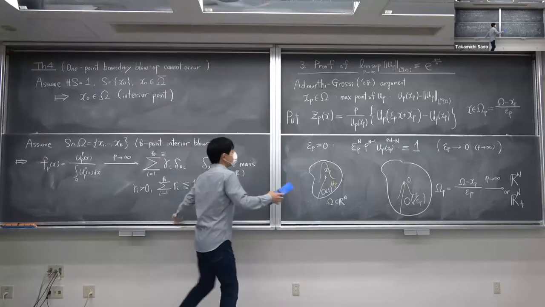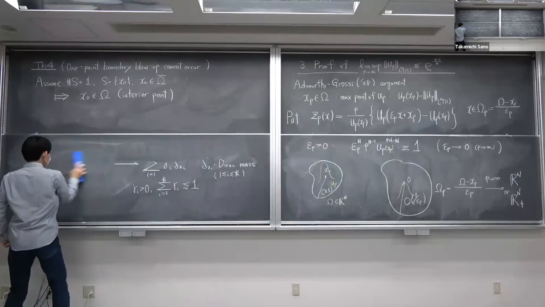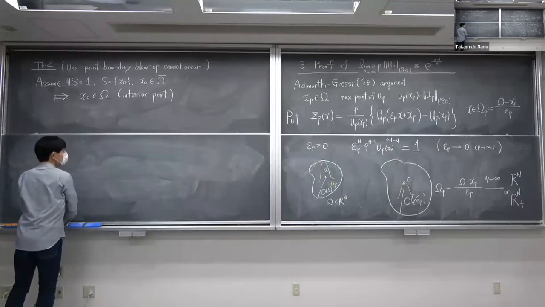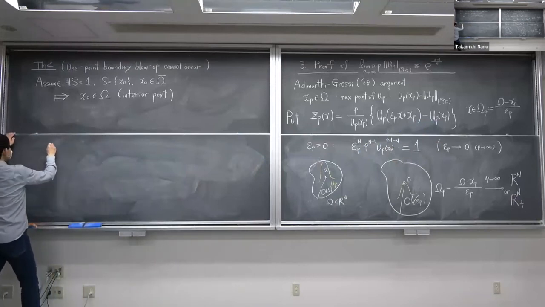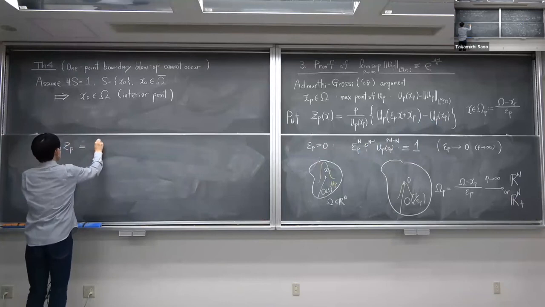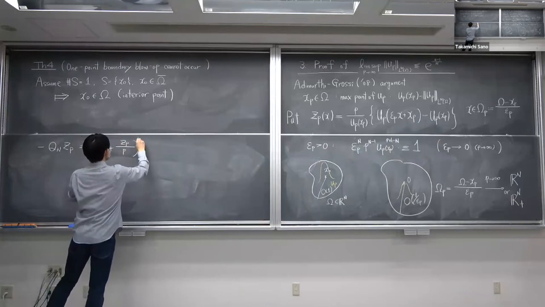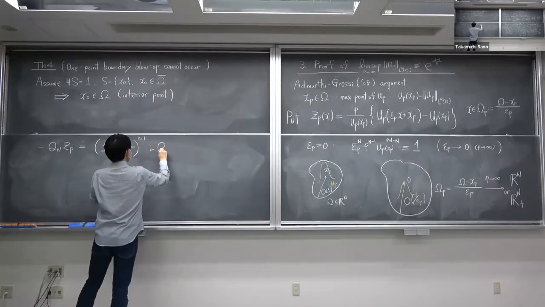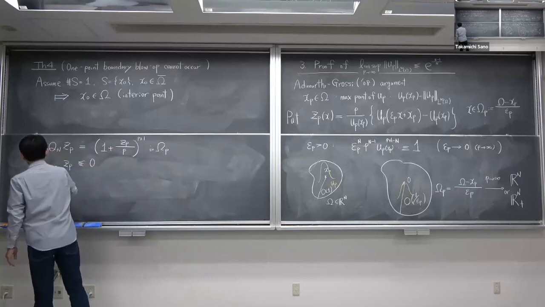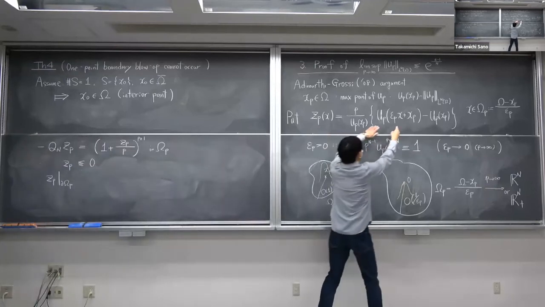Actually, we subtract the maximum value of u_p(x_p). That's why z_p must be non-positive. Then z_p satisfies this equation, minus Δ_n z_p is equal to (1 + z_p/p)^(p+1) in Ω_p. And z_p is negative, and z_p on the boundary here is 0.